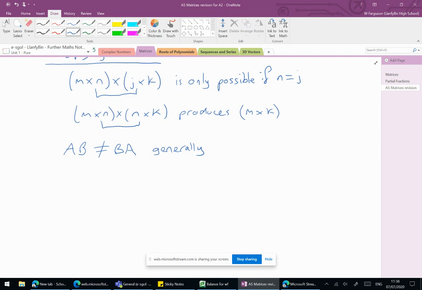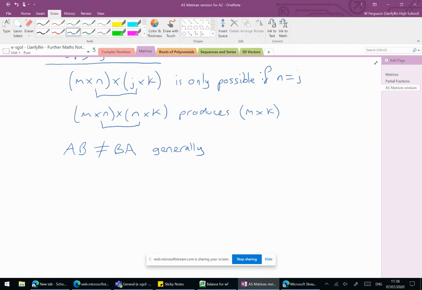If I multiply 2 by 3 by 3 by 1, then I get a 2 by 1, but if I multiply them the other way around, so 3 by 1 times 2 by 3, then the numbers in the middle there are not the same, and so the multiplication is not possible. So those are the general principles to remember about thinking about the size and the order of the matrices and the order of multiplication.